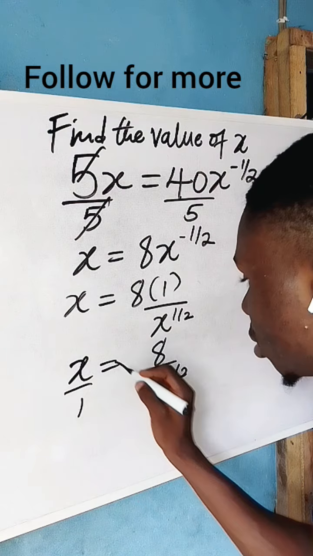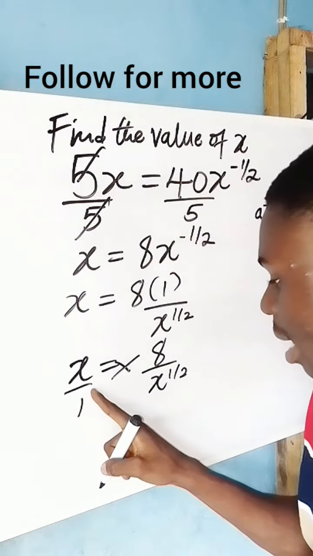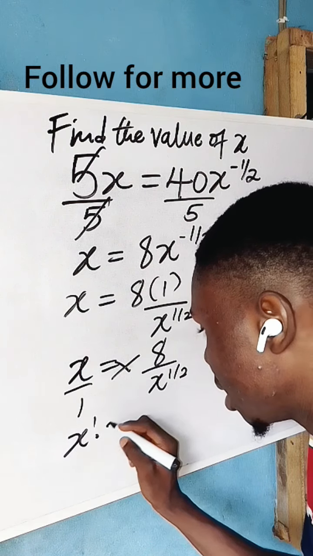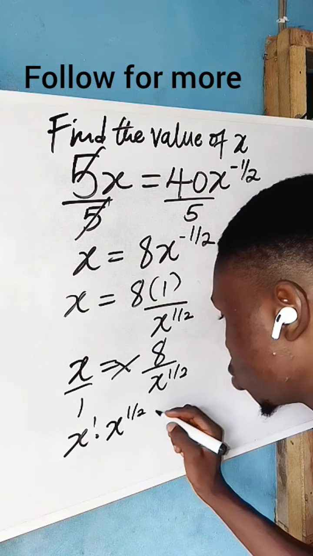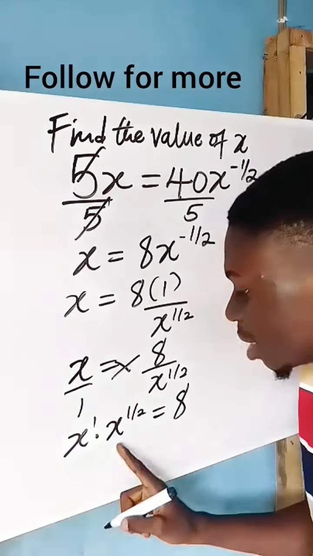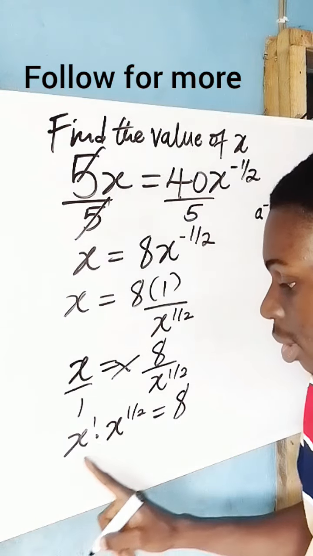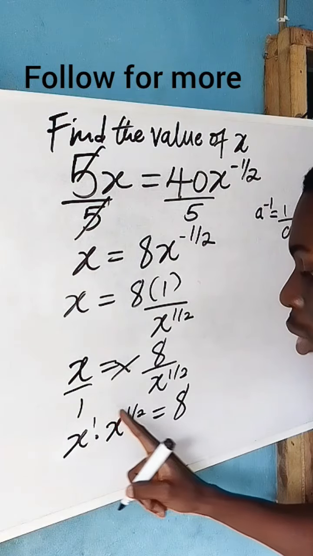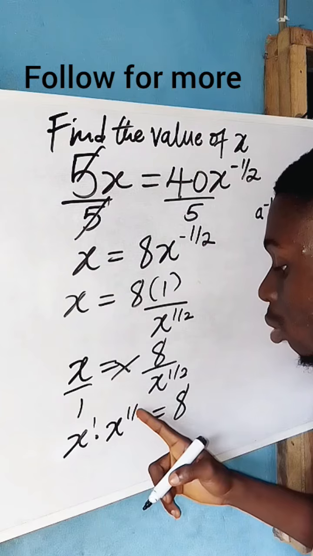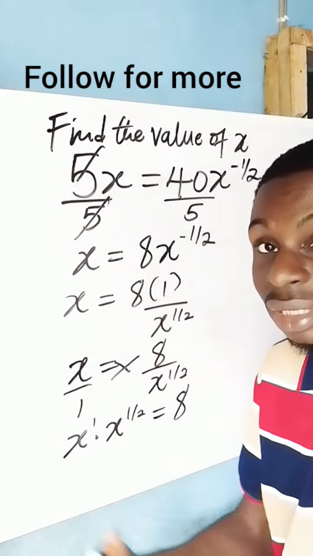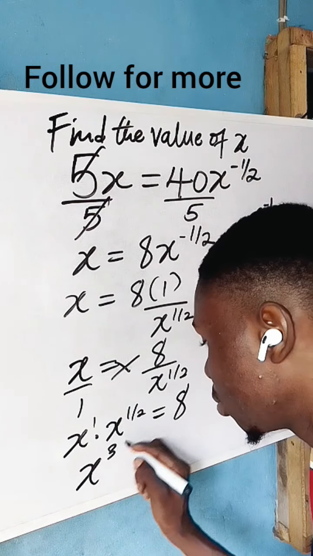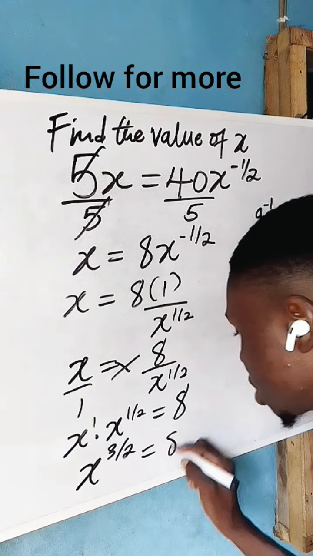Call this over 1 so that you can cross multiply. x times this will multiply itself, so this now becomes x to the power of 1 multiplied by x to the power of 1 over 2 is equal to 1 times 8, which gives you 8. Now when you have the same base in the law of indices, you add the exponents. Of course, 1 plus 1 over 2 will give you 3 over 2. So this now becomes x to the power of 3 over 2 is equal to 8.